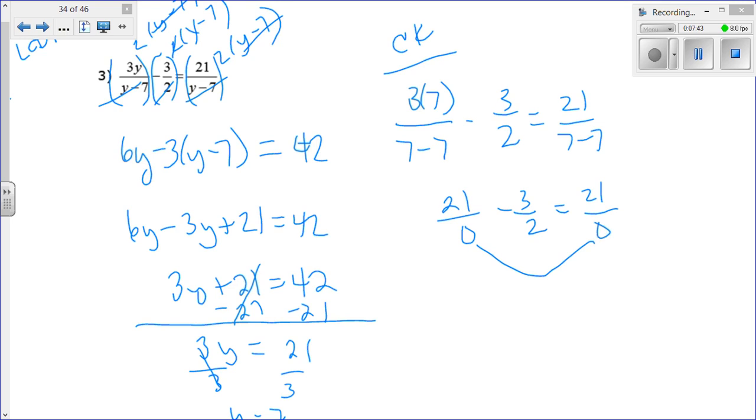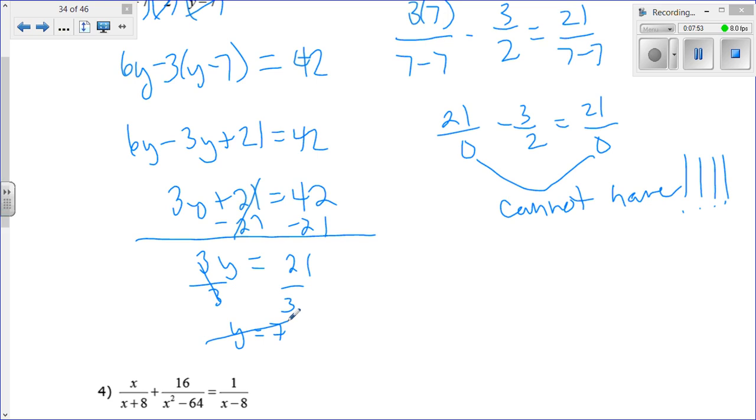Remember, you cannot have that. Okay? So what that means is I have to reject this answer, and that was my only answer. So the 3 dots mean therefore there is no solution.